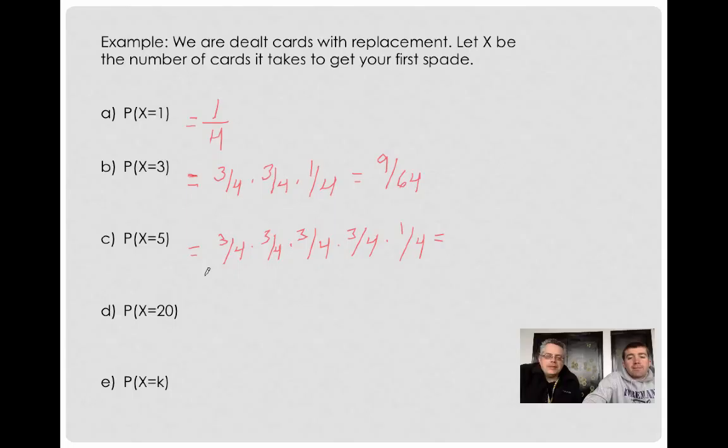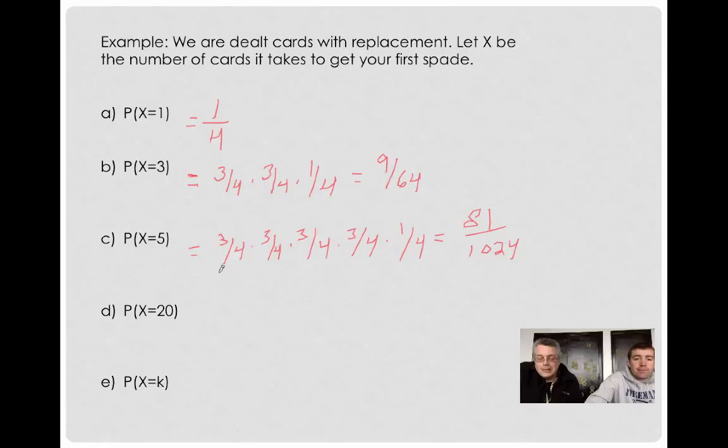So it's 3 to the 4th, which is 81, over 4 to the 5th. 4 to the 5th is 1,024. If we want a decimal, 81 divided by 1,024 is 0.079. So like an 8% chance that's going to happen. There's a 25% chance that it happens the first time, and then it kind of drops down after that. Now, certainly we can use exponents.